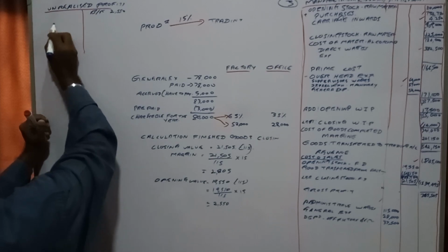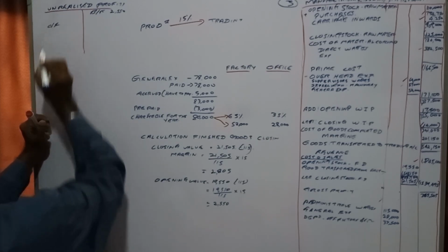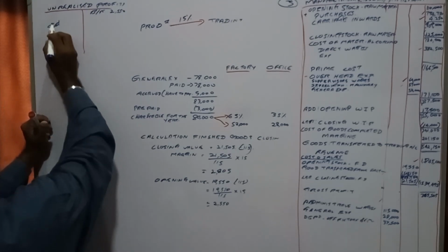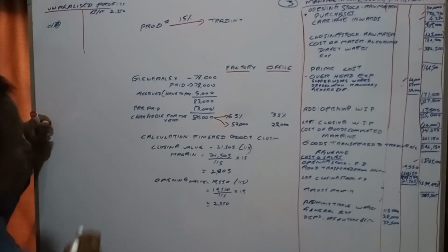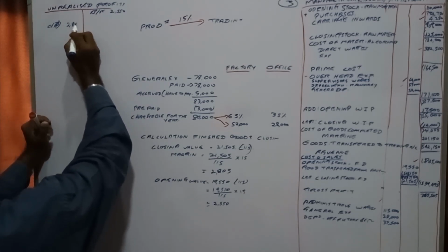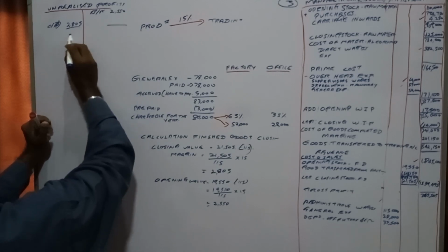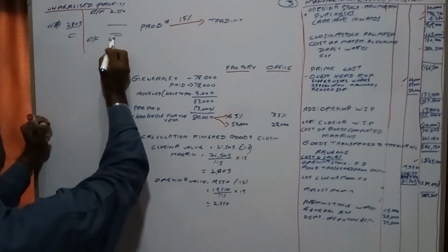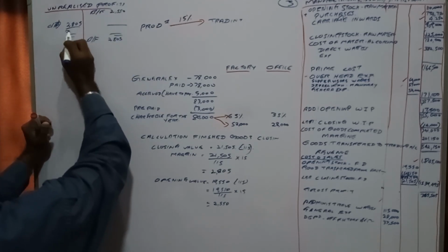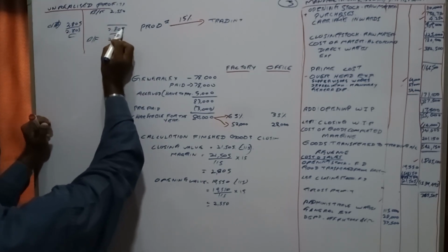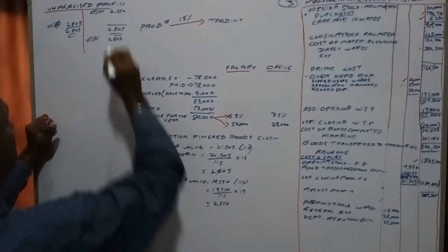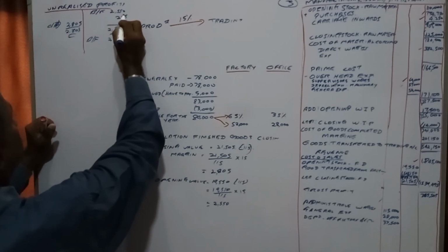Carried down value, how much? 2,805. Close the accounts. Brought forward should be next year 2,805. They take the greater value 2,805. What is the difference? 255 is the difference. This should go to the PNL.